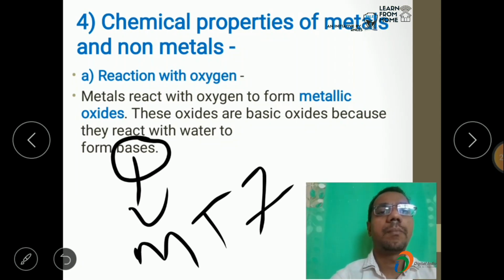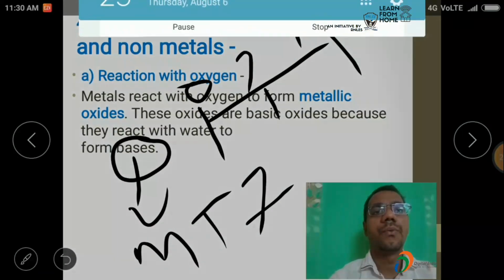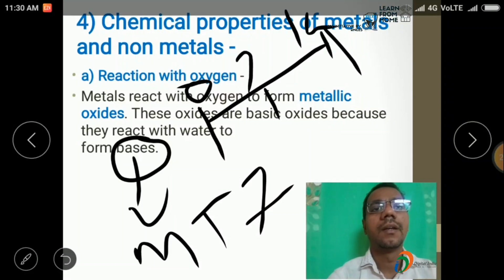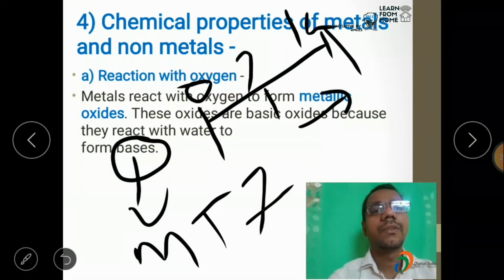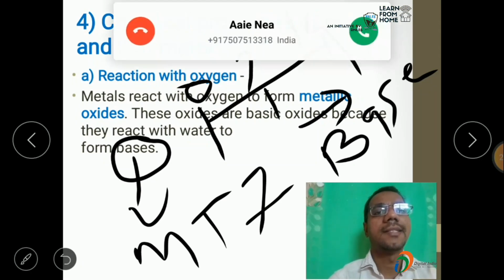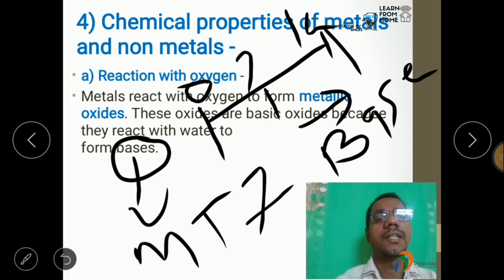We know that the pH scale is there. The pH scale goes from 0, to 7, to 14. So more than 7, we can say that they are bases. Less than 7, they are called acids. And exactly 7 is called neutral.